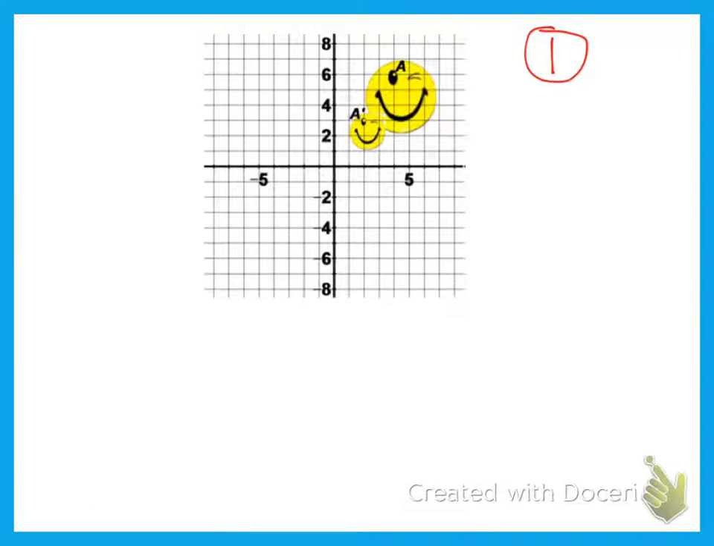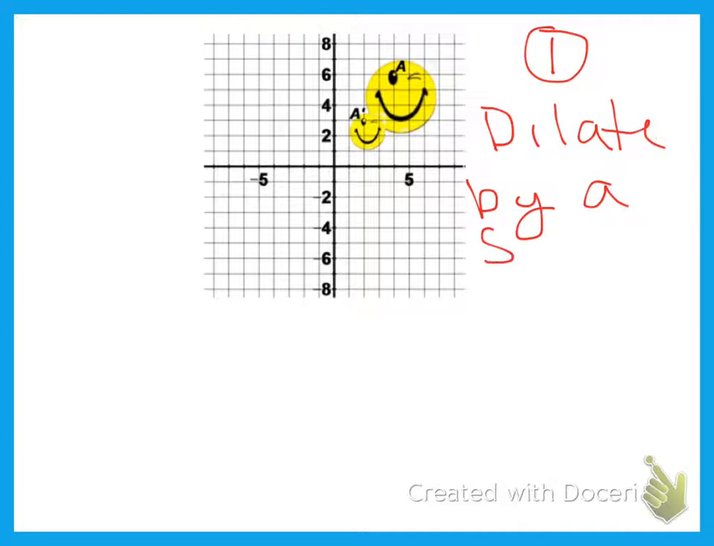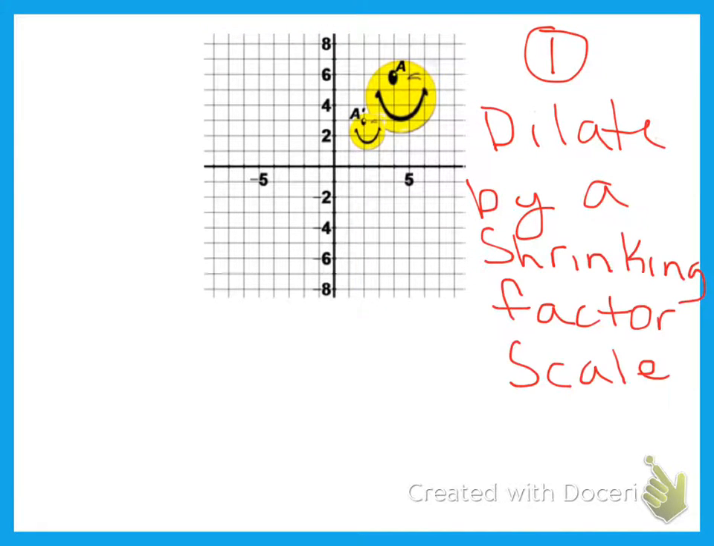And we get A prime by dilating by a shrinking scale factor, because our original figure was bigger and it became smaller. So this would probably be that 1/2 factor that we talked about earlier.